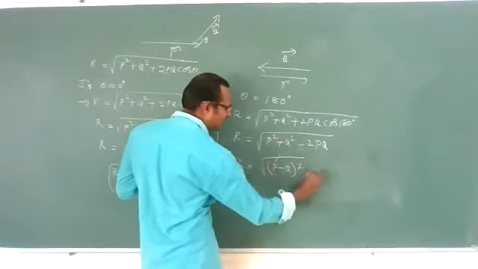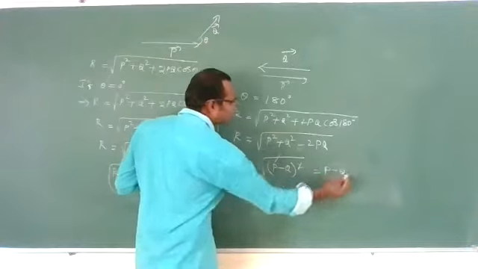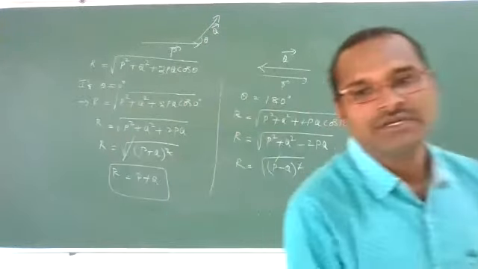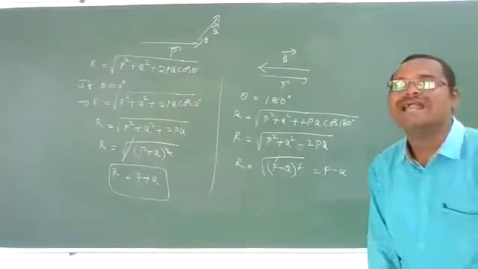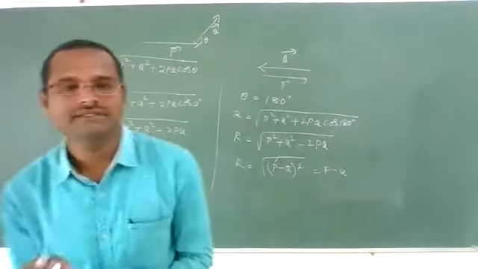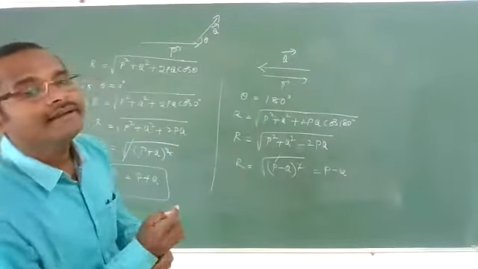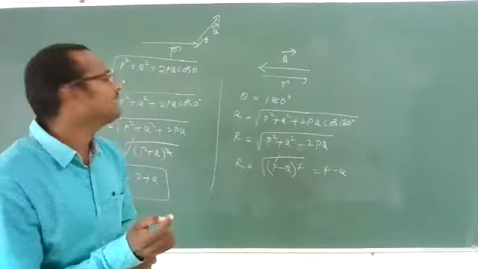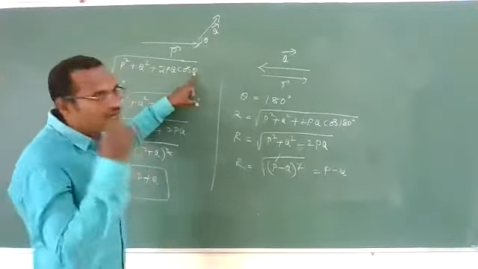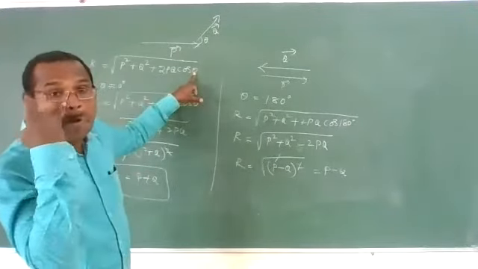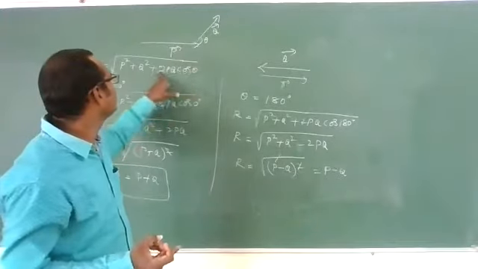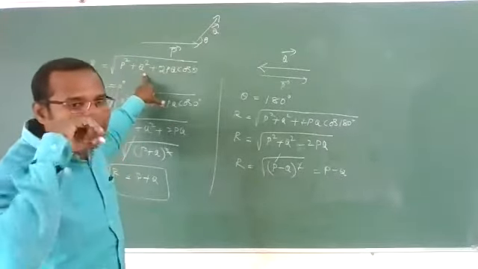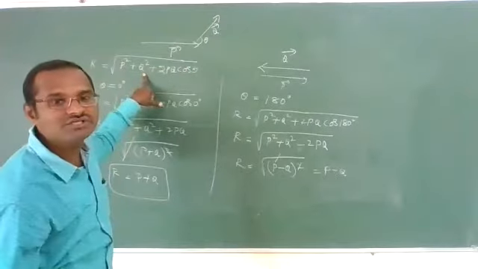The square root cancels. What are we getting? We are getting p minus q. That's it. When two vectors are anti-parallel, we simply subtract them. When two vectors are parallel, we simply add them. Clear? Sir, if two vectors are perpendicular, then what will happen? Put cos 90 here. Cos 90 is 0, and 0 into anything is 0. So you get root of p square plus q square.